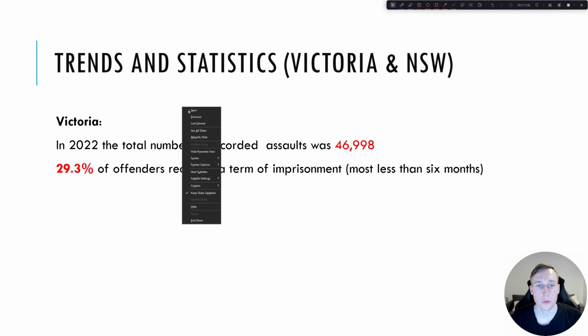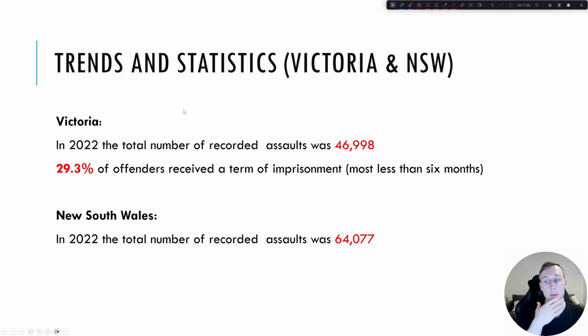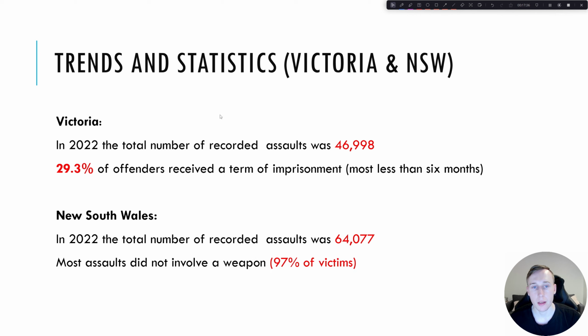When we move on to New South Wales, they actually had significantly more than us. So in 2022, their number of assaults was just over 64,000, so quite a bit more. And in New South Wales, a very high statistic did not involve a weapon. So 97% of victims stated that there was no weapon involved in the crime.